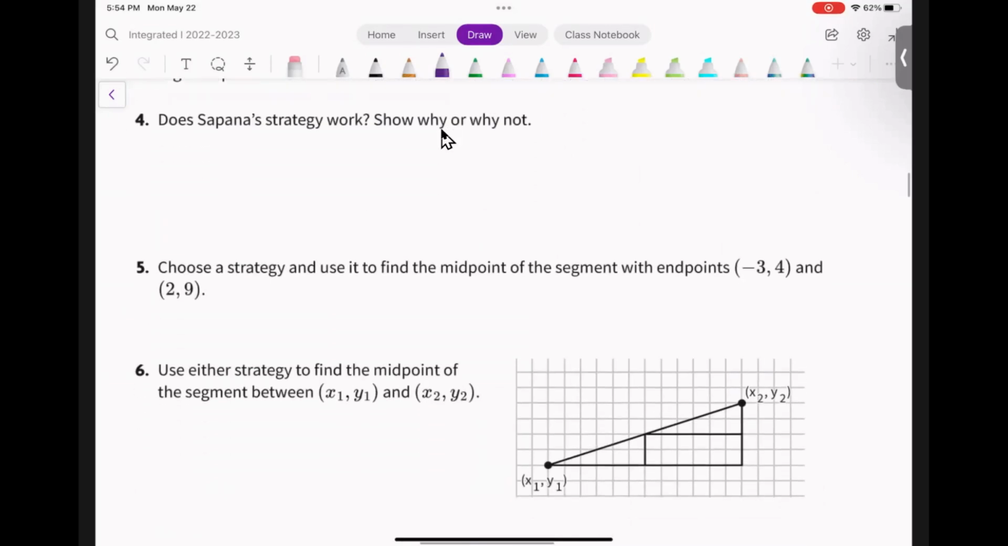And then now choose a strategy, whichever one you want to use. If you want to use Malik's strategy, or if you want to use Sapana's strategy, go ahead and do number 5. Now go ahead and do that and then come back to me.